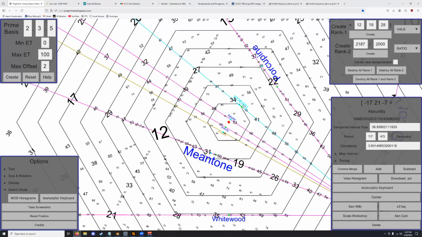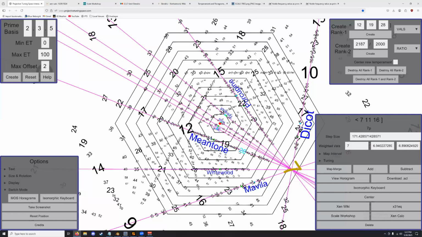You can load these up in the Lumatone and see that it does that and stuff. Can I show you one more thing? Yeah, absolutely. Please do.